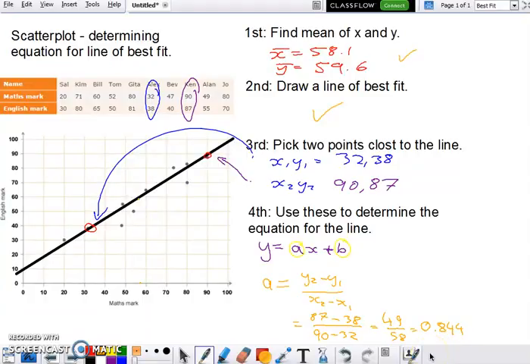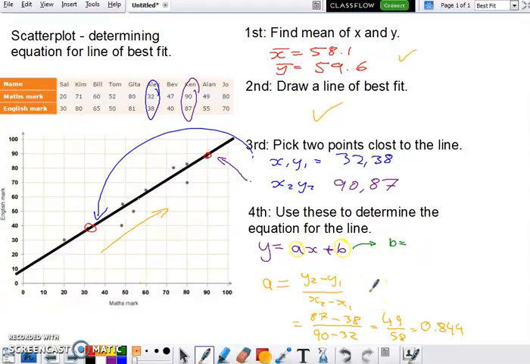0.844. Now remember, if it's negative, it's a negative slope. In this case, it's positive, so it's going upwards. Okay. Next up is B. B is a bit easier to work out.